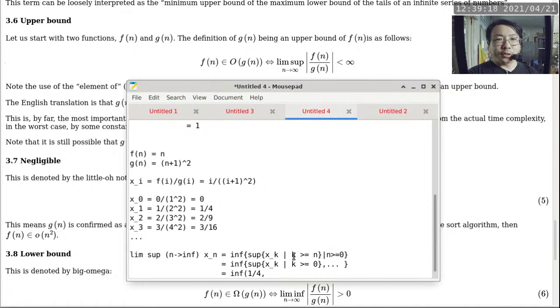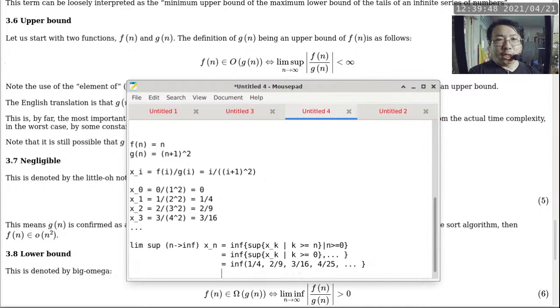What about the case when k is greater than or equal to 2? Well, that's going to be 2/9. What about the case when k is greater than or equal to 3? That's going to be 3/16, and so on, right? So basically, eventually we end up finding the infimum of 1/4, 2/9, 3/16, 4/25, blah blah blah. Keep going, right? And what do you think is the infimum of all of these numbers? Remember, this is a set that has an infinite number of elements.